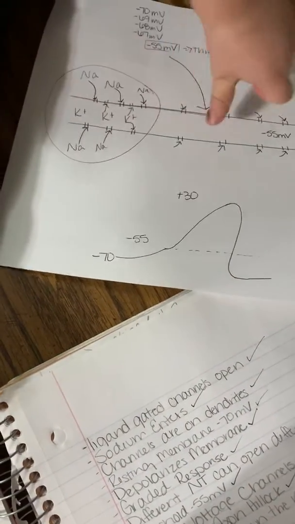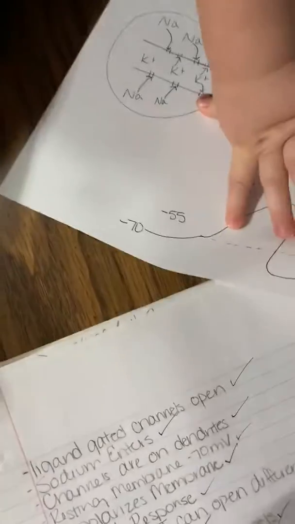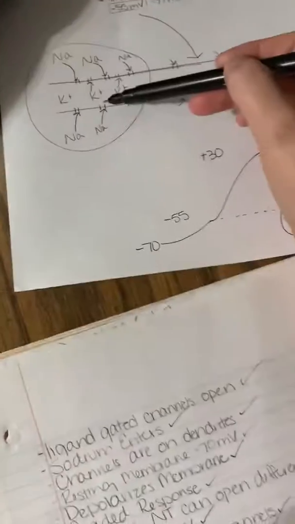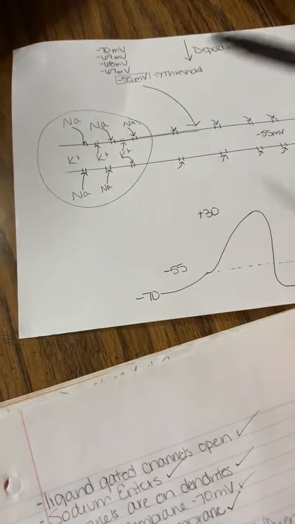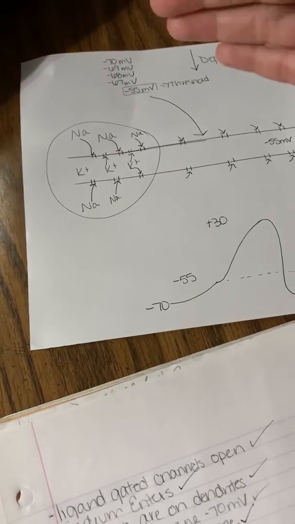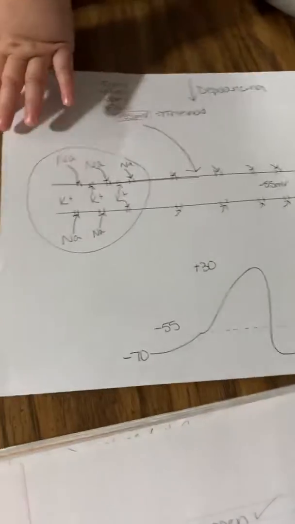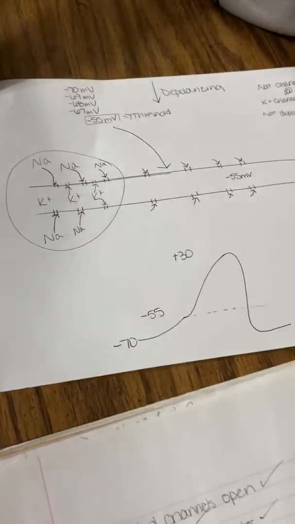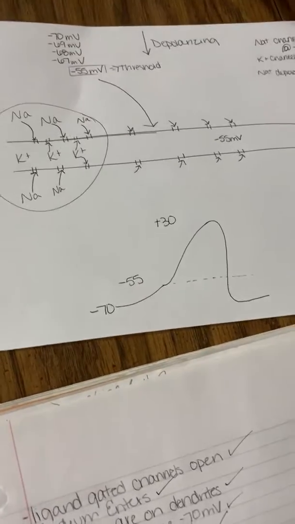Now, in order to get back down to resting, to repolarize, the potassium channels are going to open up, but they're going to open up much slower than the sodium channels. So as those are opening up slower, potassium is coming out as sodium is coming in, helping repolarize the membrane.